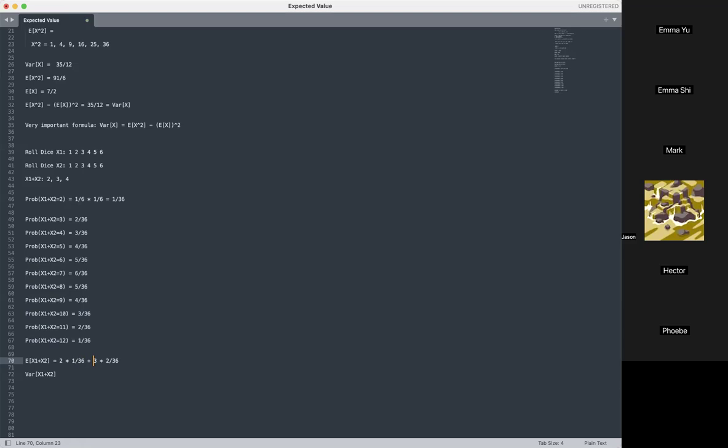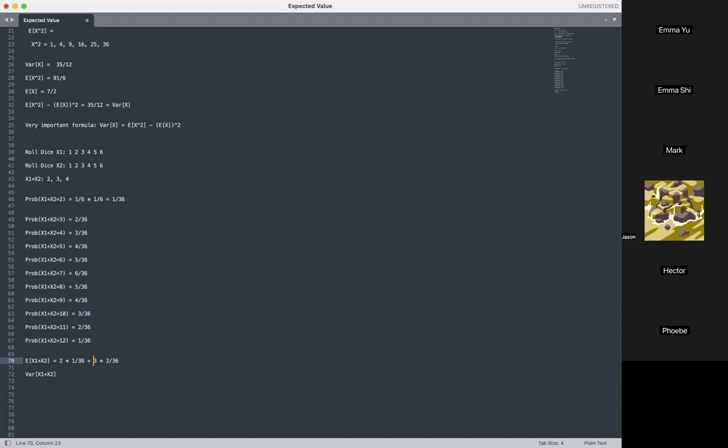But 2 happens very rarely, so it's 2 times a very small number. 3 happens a little more frequently, right? So 3 times a slightly larger number, to calculate the average value, right? Because 3 happens more often, so we should give 3 a higher weight, right? So each number actually gets multiplied by a weight, and all the weights sum up to 1.